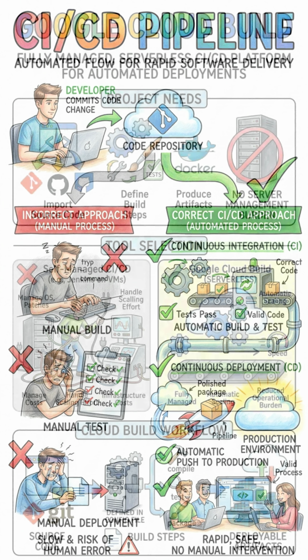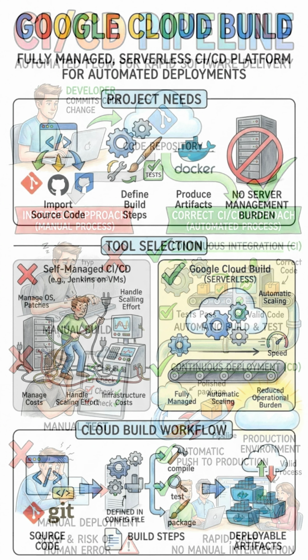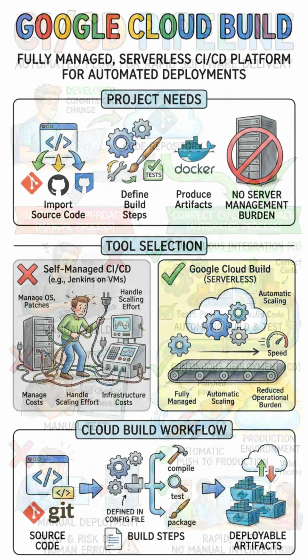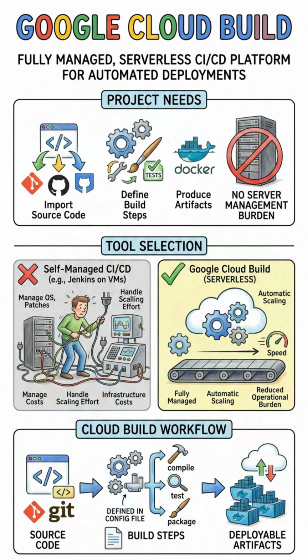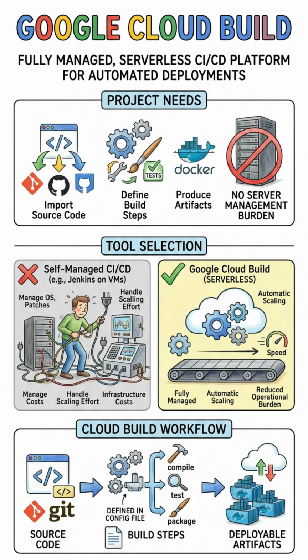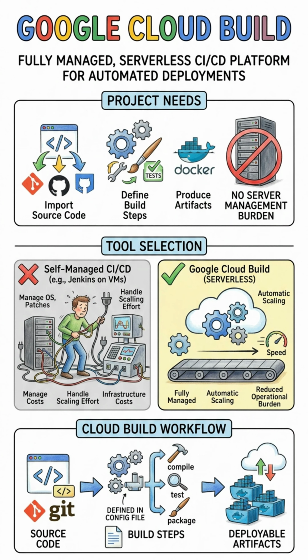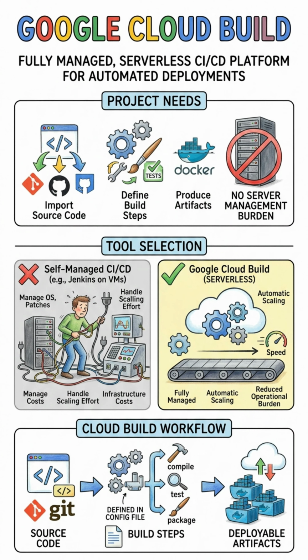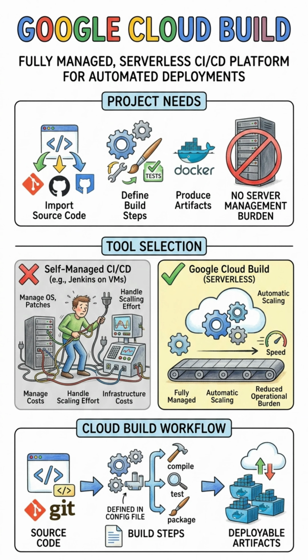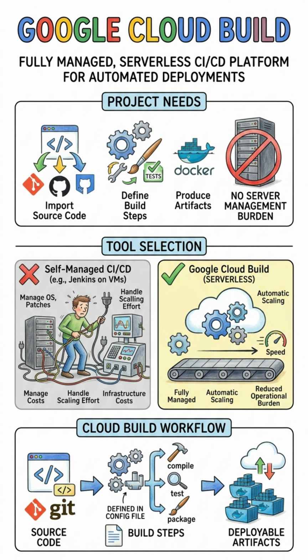Google Cloud Build is a serverless continuous integration and continuous deployment platform that executes your builds on Google infrastructure. Cloud Build can import source code from various repositories, execute a series of build steps defined in a configuration file, and produce deployable artifacts such as Docker containers. On the exam, you will often choose Cloud Build when a scenario demands a fully managed and scalable solution for automating deployments without the burden of managing build servers.